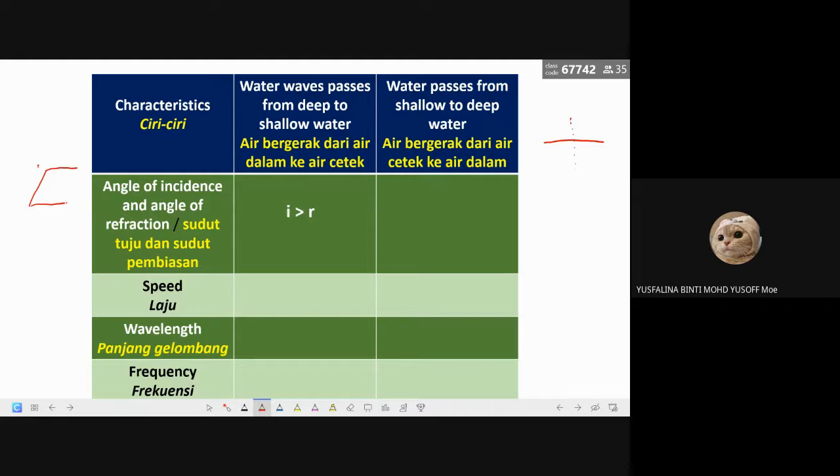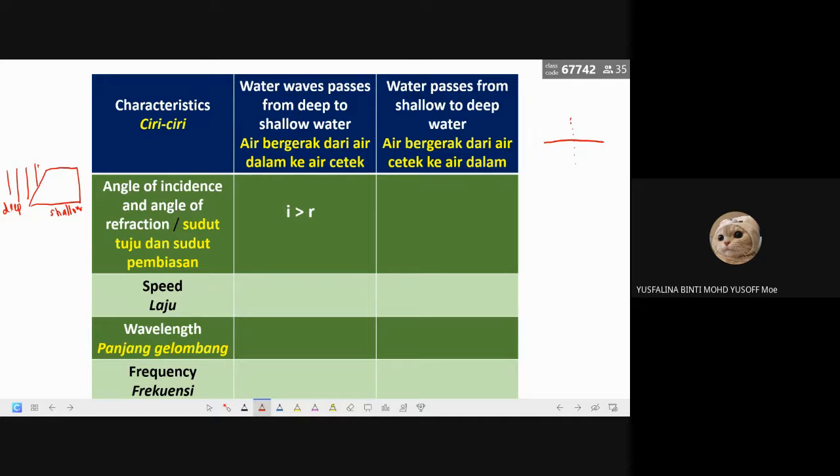They say this is the shape. This is a water wave. All right, so first you have to draw. How you can say here, the incident angle is bigger than the refracted angle. So this is the deep area, and this is the shallow.